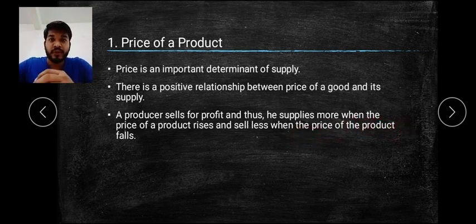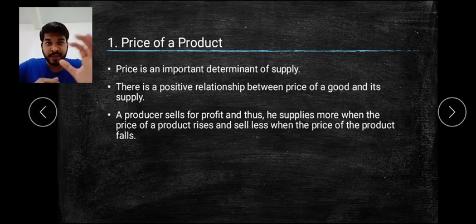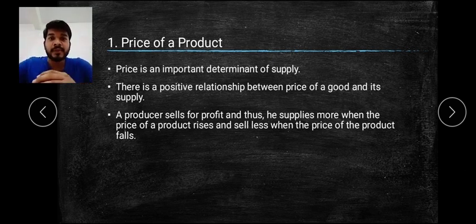In the same way, when the price of that product falls, the supply of that particular product also decreases, and so on until the end. So this is how you find the price of a product.